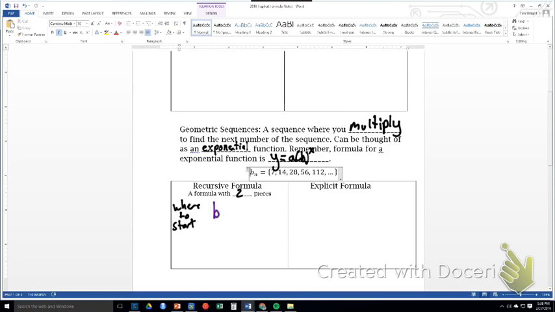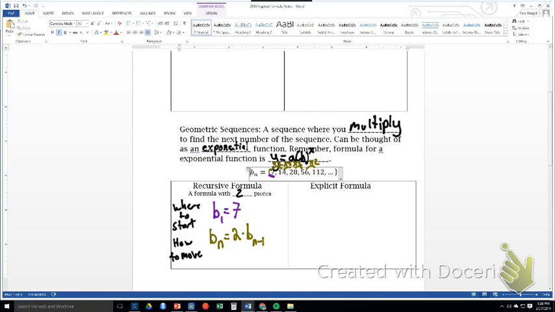So we would say B1 is equal to that first number, so 7. And then we also need to know how to move. How is my sequence changing? For that, we look at our sequence and we see, oh okay, right there is times 2, and I'm just multiplying by 2 over and over again. So then it's going to be Bn is equal to 2 times Bn minus 1.